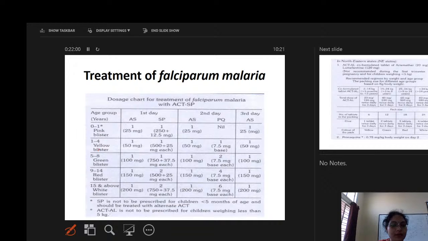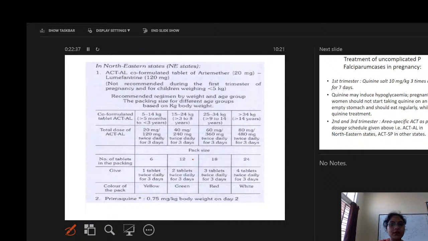Now, next for yellow blister, you get artesunate 1 of 50 mg, and then sulfadoxine pyrimethamine 1, 500 plus 25 mg each. Then on second day, you get 50 mg and then 7.5 mg primaquine. On third day, you will get artesunate. Okay. So remember, primaquine will be given on day 2. Okay, and artesunate SP or ACT and SP, all this will be given for 3 days, right? Am I right? Yeah. So read that and remember, stick it on your walls. Be ready and be thorough.